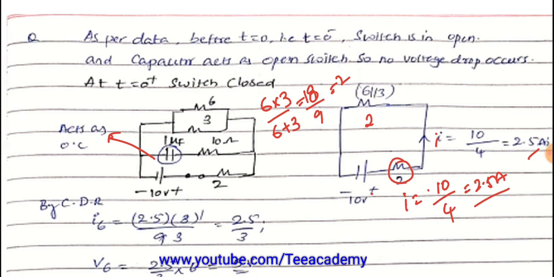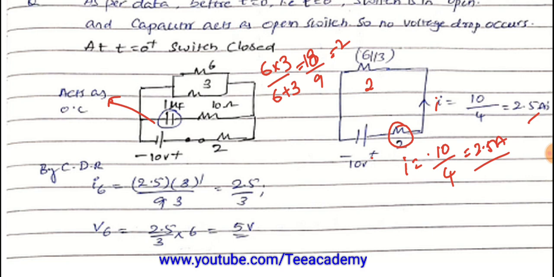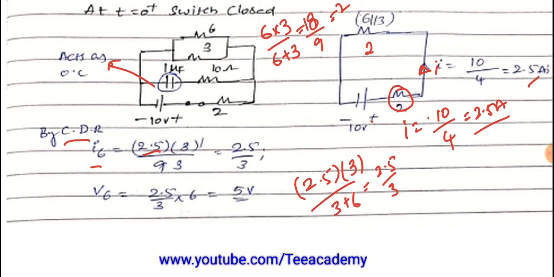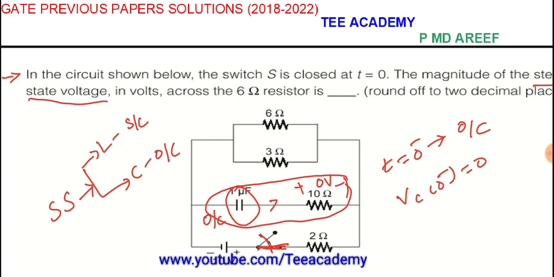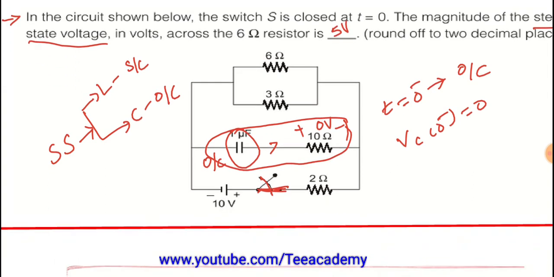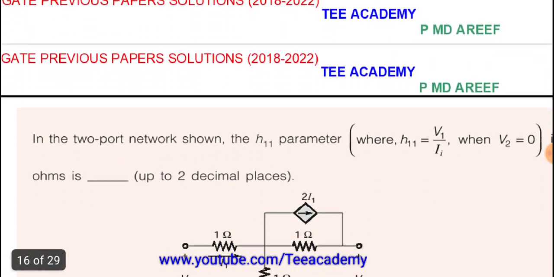Now either you can use the voltage division rule or the current division rule, and you can simplify this network. Once you find the total current, you can apply the current division rule. So I6 will be the total current 2.5 into the opposite resistance divided by the total resistance. Simplifying, it is going to be 2.5 by 3. Now we want the voltage drop. V is nothing but I into R, so 2.5 divided by 3 into 6 volts is going to be 5 volts. So for this network the answer is 5 volts. We'll move to the next question.